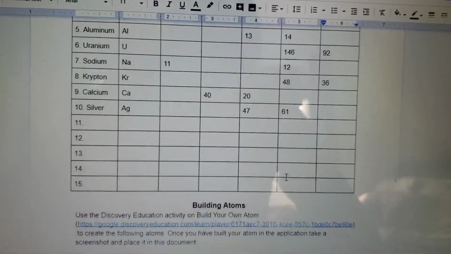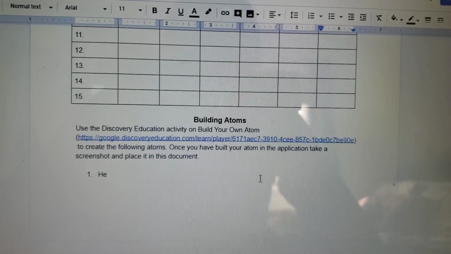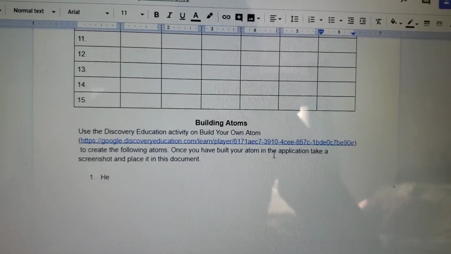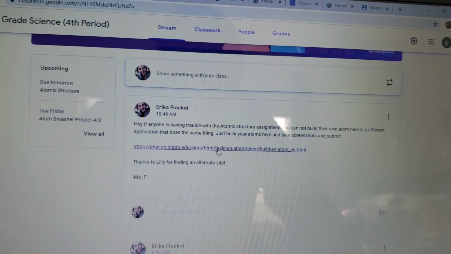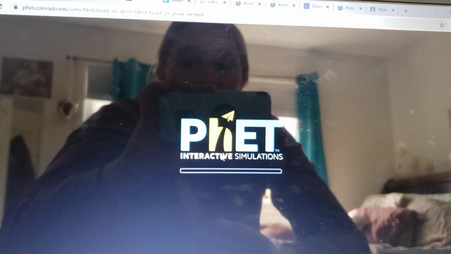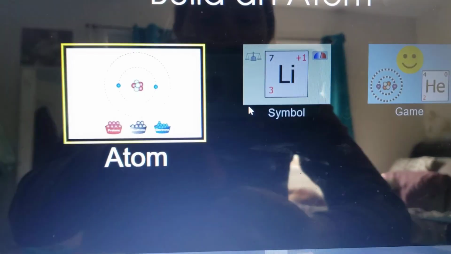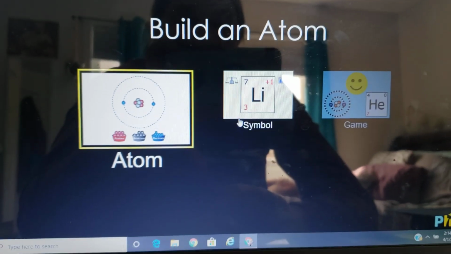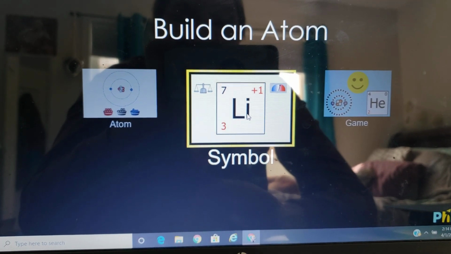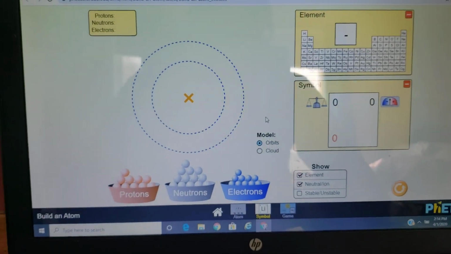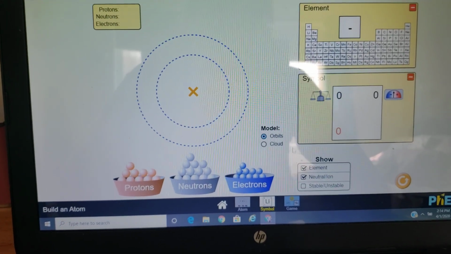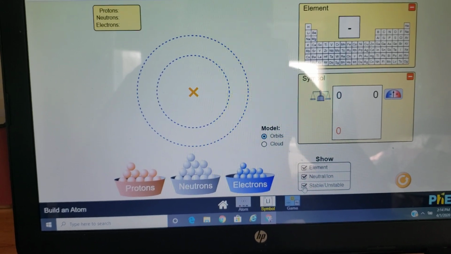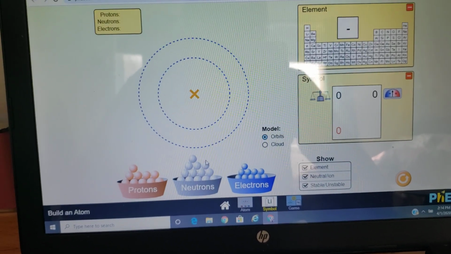For this second part, we found out that if this link is not working for you, go to our class announcement page right here, and then you can click on this link right here, and it brings you to a different kind of simulation which works. What you're going to do is click on symbol, and it'll run this for you. This will do exactly the same thing that we want. The first atom we're supposed to be creating is helium. The only thing you want to click here is stable and unstable, because that'll tell us if our numbers are correct.